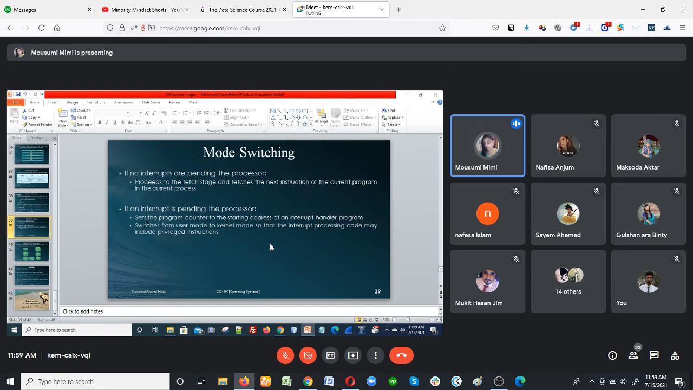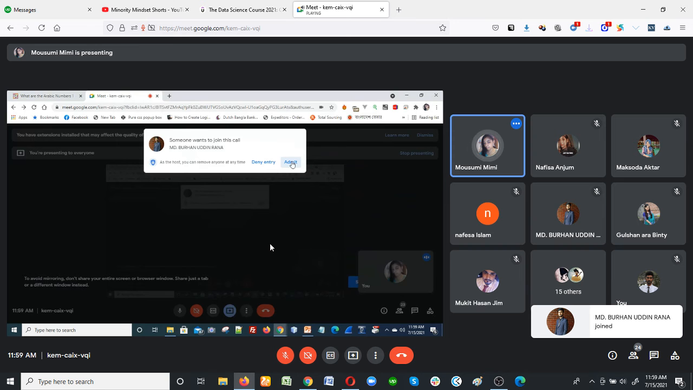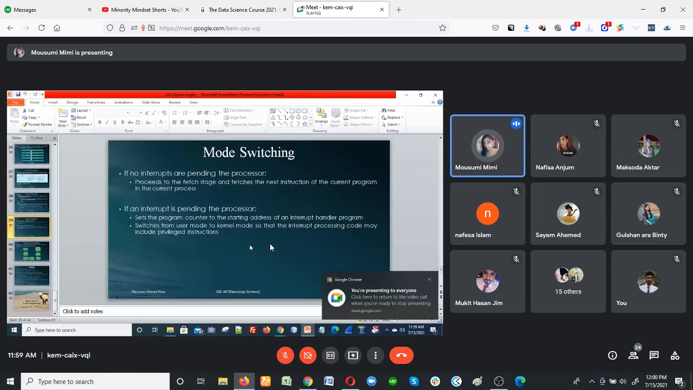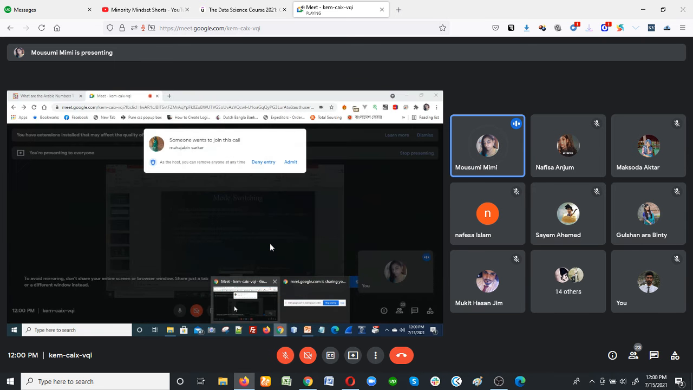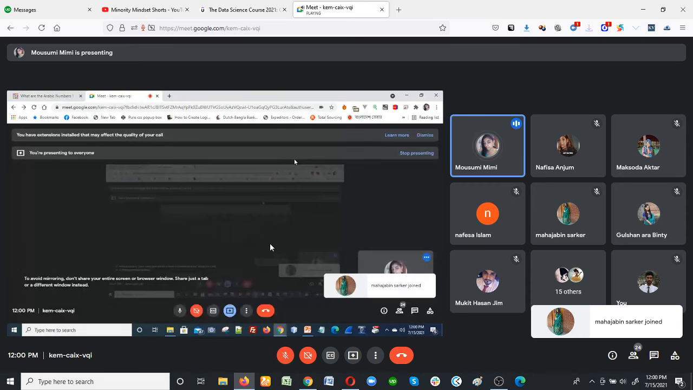Then the mode switching. In mode switch, you know there are two modes. One is the user mode, another one is the kernel mode. Here the mode switching also depends on whether an interrupt happens or not. Whenever I try to install any application software, at that point of time the kernel mode is turned on and it starts to install the application software. Whenever I try to run any application software, at that point of time user mode is working.